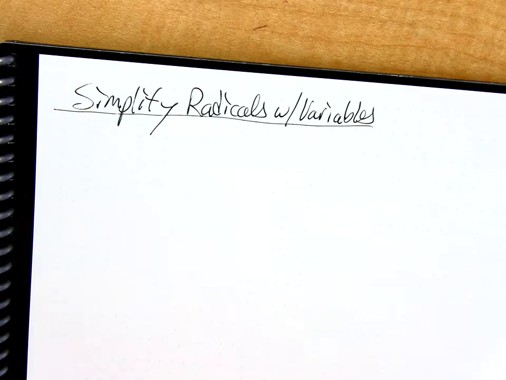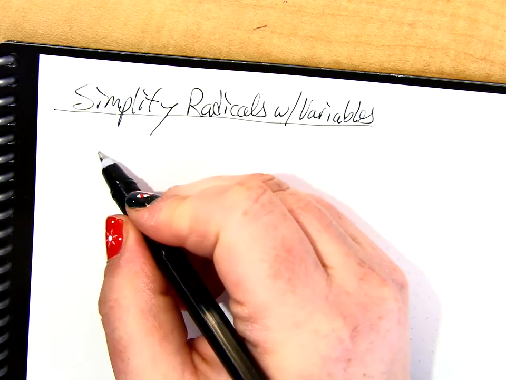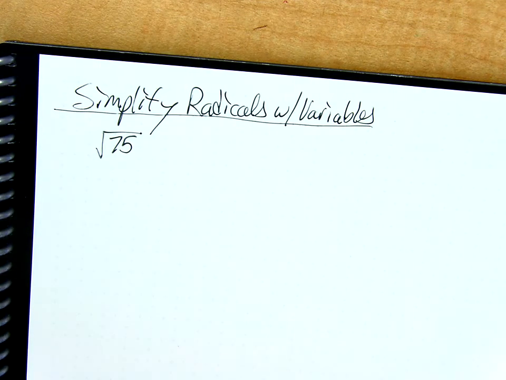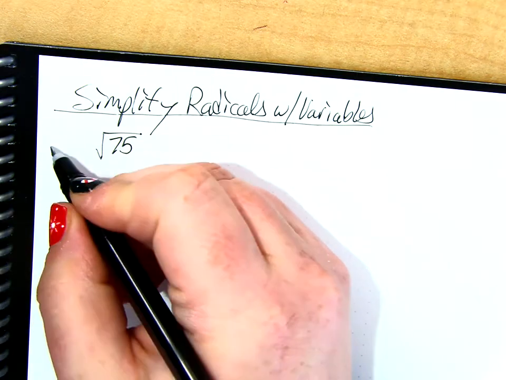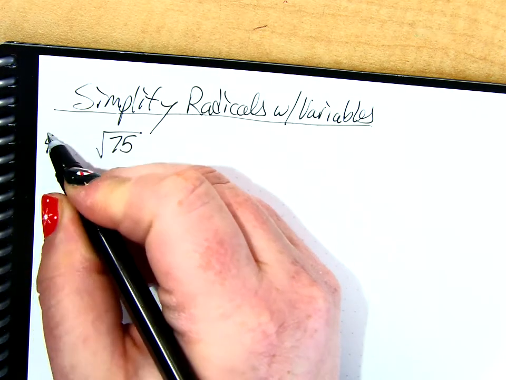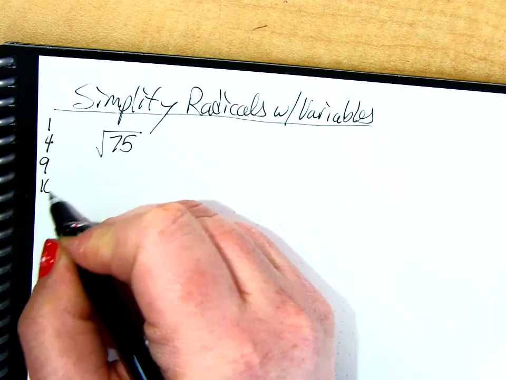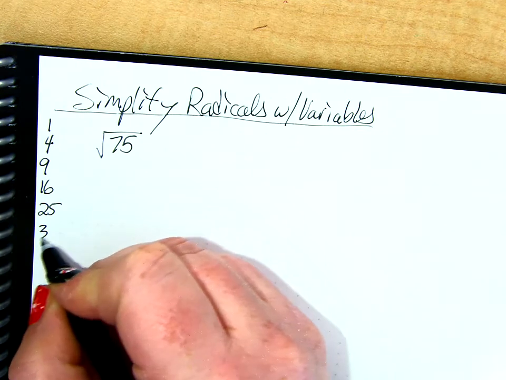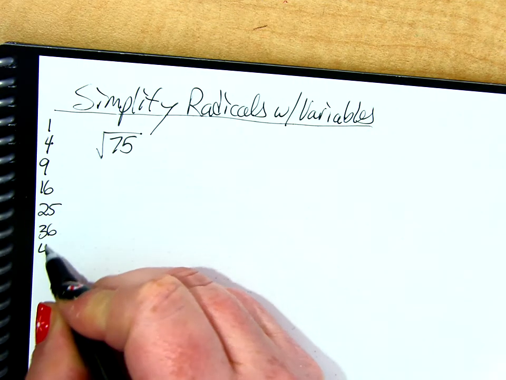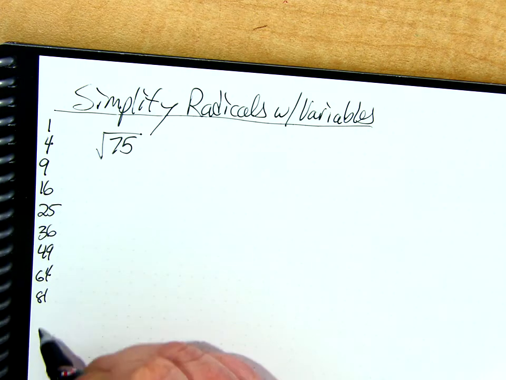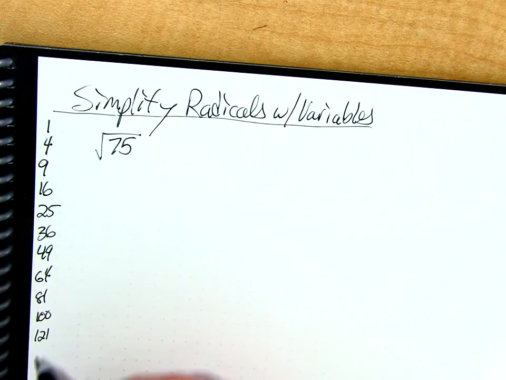All right, so we have already talked about simplifying square roots. So let's just do one together real quick. Square root of 75. 75 is not a perfect square, but I'll just leave my list over here: 1, 4, 9, 16, 25, 36, 49, 64, 81, 100, 121, 144.